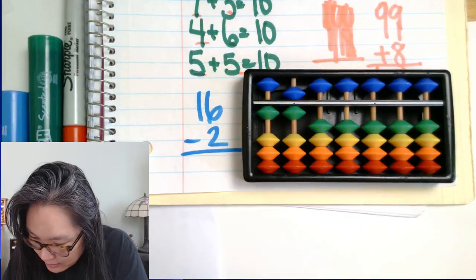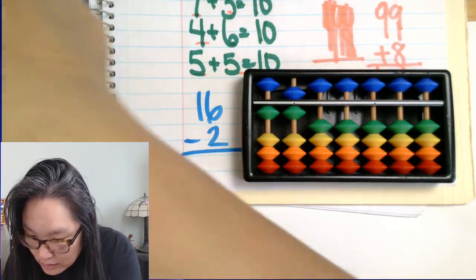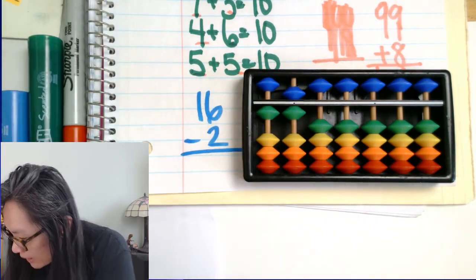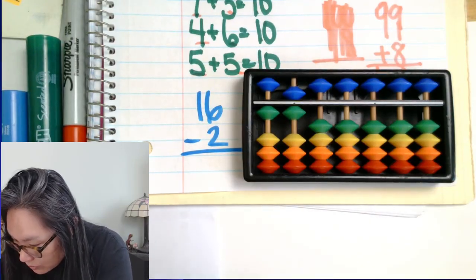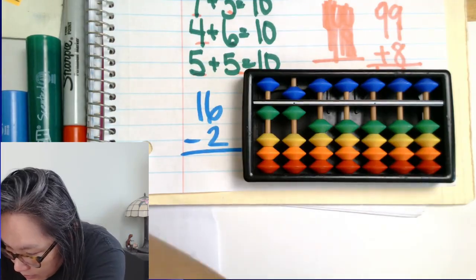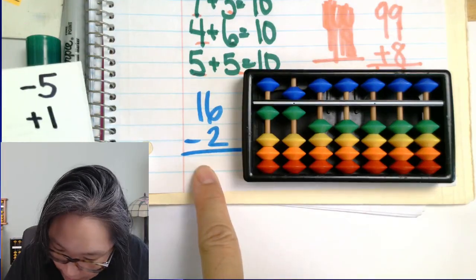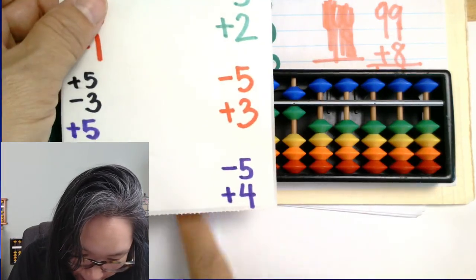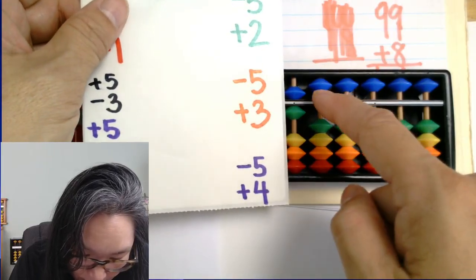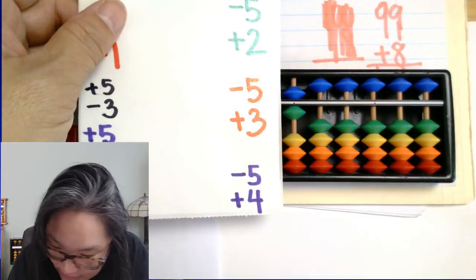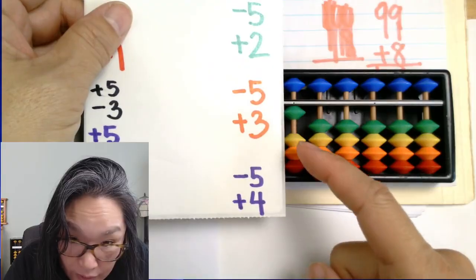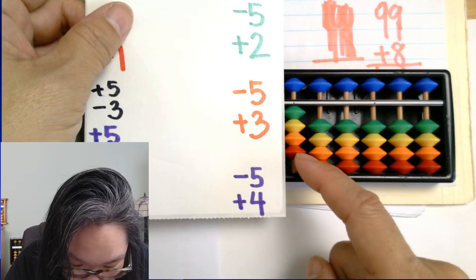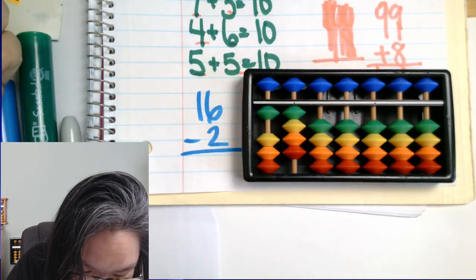I'm trying to find my little flippy thingy. Where is it? Oh, I didn't do it. Okay. So I want to take away the 2. If I take away the 2, I know I have to minus the 5 plus the 3. If I use this as my indicator, I have to minus the 5, and I add the 3. So my answer is 14.